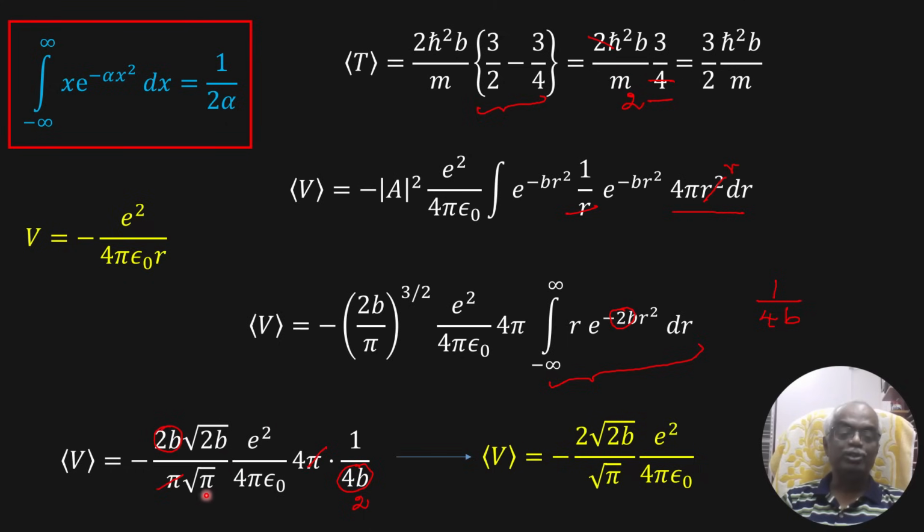Then you have a square root of pi. So here you have 2. Then sorry, this 2 will get cancelled with this 4. You will get 2. So ultimately in the numerator you have 2, of course with the negative sign, 2 square root of 2p. In the denominator you have square root of pi and this term e squared over 4 pi epsilon naught. Now we will move further.